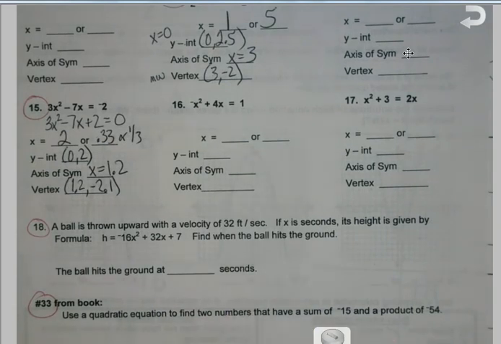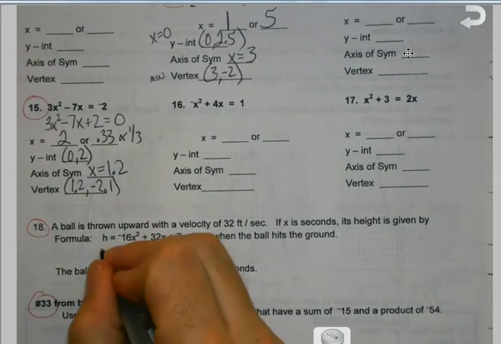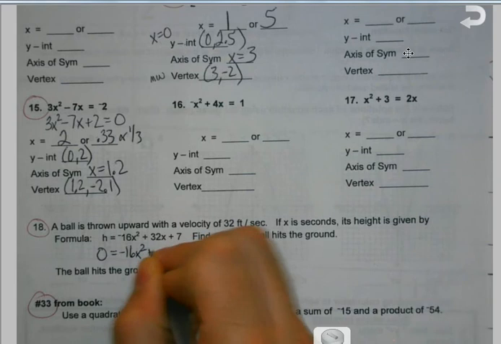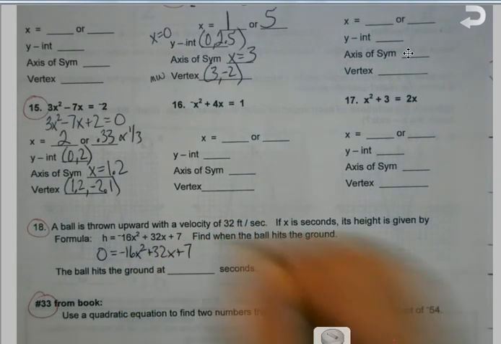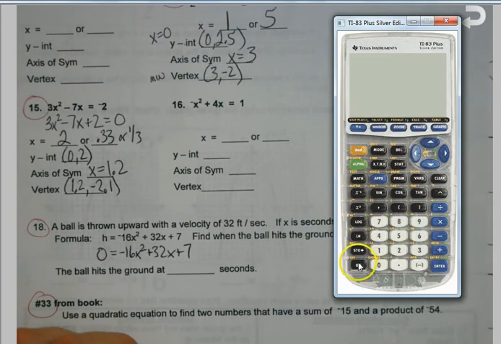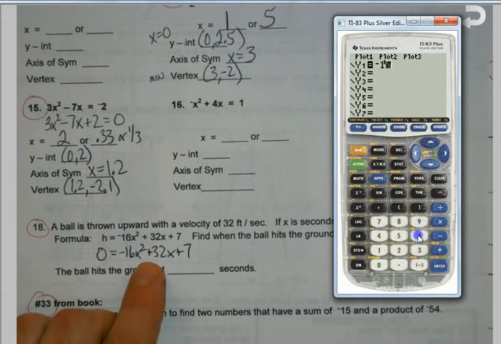Well, let's see. What height is the ball at when it hits the ground? I think that's going to be at 0. So what I'm going to do is I'm going to go ahead and get this plugged in. I'm going to type that into the old calculator here. So we've got negative 16x squared plus 32x plus 7.